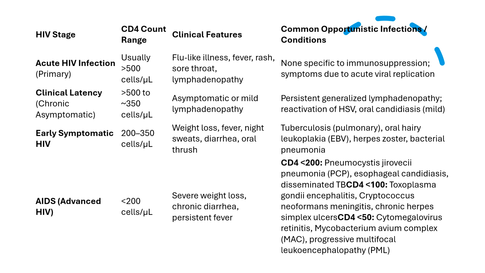When CD4 cells are less than 200, there is a probability of Pneumocystis jirovecii pneumonia, esophageal candidiasis, disseminated tuberculosis. With less than 100 CD4 cells, Toxoplasma gondii encephalitis, cryptococcal meningitis, and chronic herpes simplex infection. With less than 50 CD4, cytomegalovirus retinitis, Mycobacterium avium intracellulare complex, and progressive multifocal leukoencephalopathy.